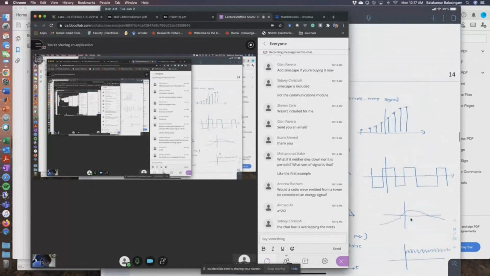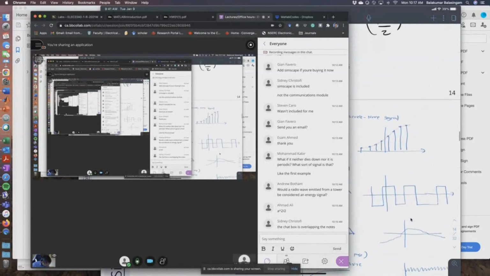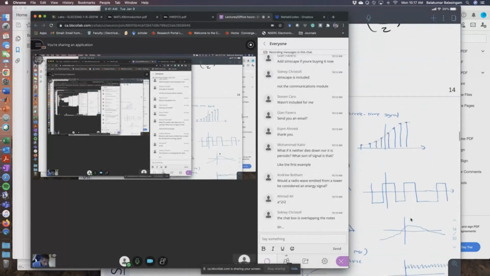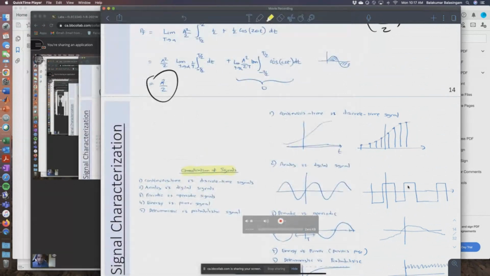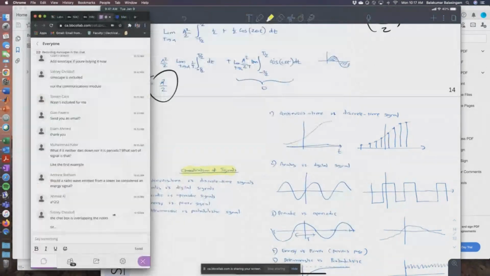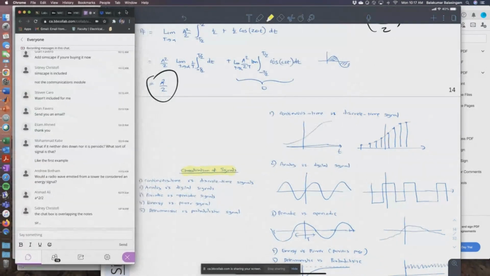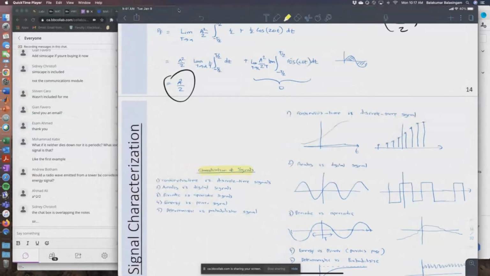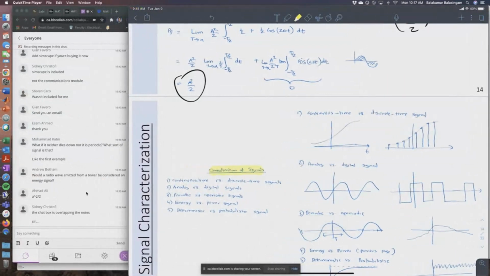So I talked about classifications of signals. I think you are not seeing my video, right? Yep. Okay. Yeah, let me see if I can see both. All right. So yeah, you can see my screen and I can see the chat. Good.